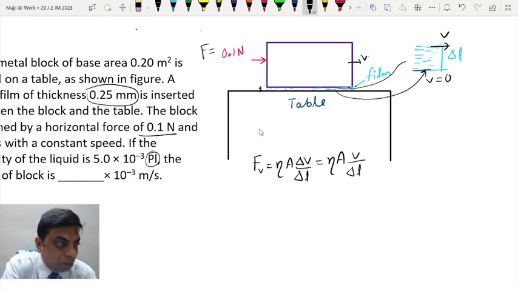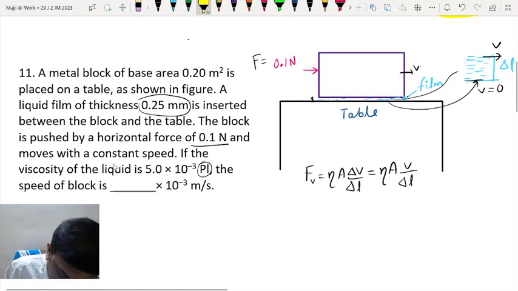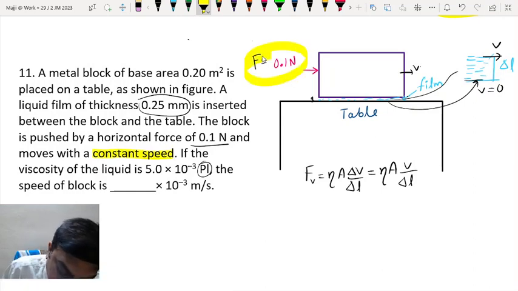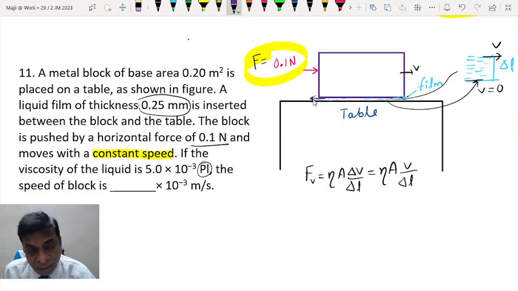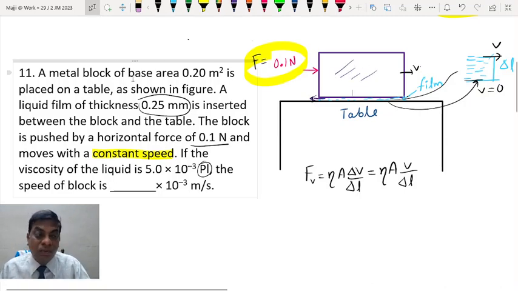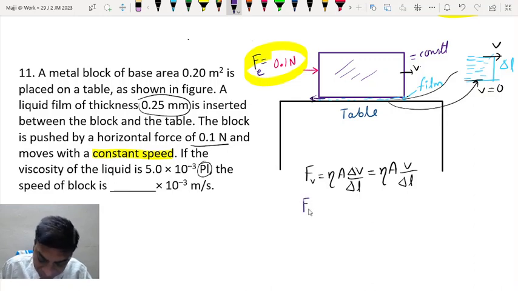Now since the block moves with constant speed, it is clearly mentioned that the block moves with constant speed. That means the external force is just able to balance the viscous force. When the external force is equal and opposite to the viscous force, the block will not gain any kinetic energy, neither will it lose kinetic energy, and it will keep on going with the constant speed. So this force is nothing but the externally applied force.